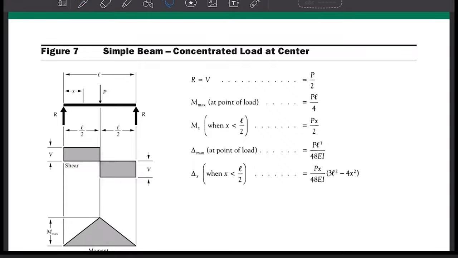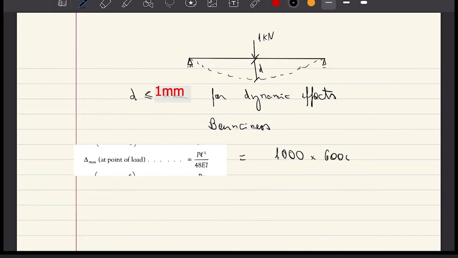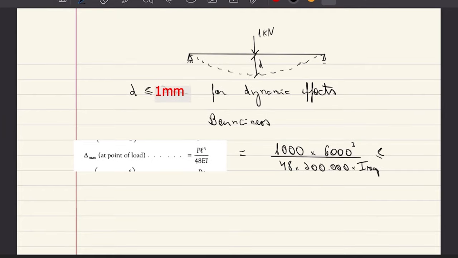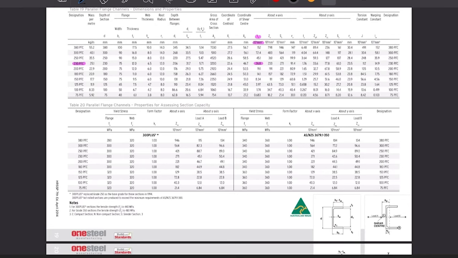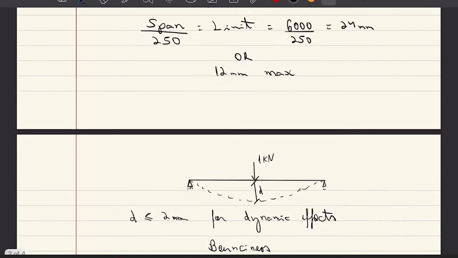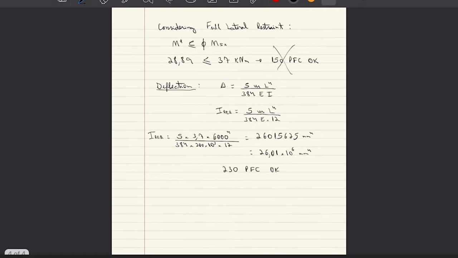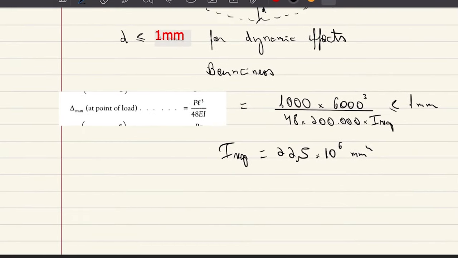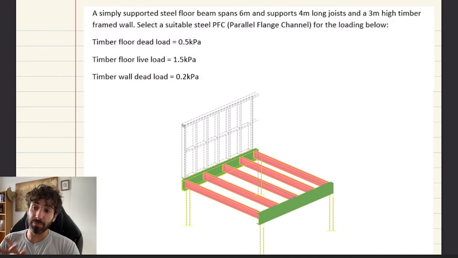We will do the same process for the dynamic calculations. The deflection formula is a little different for a point load, but the concept is the same. We need to find the I required for a deflection limit of 1 millimeter and check if the 230 PFC works. Just by looking at the tables again, we find that the 230 PFC actually works. So we're happy with this section, and let's run with a 230 PFC. And this ends our beam design.